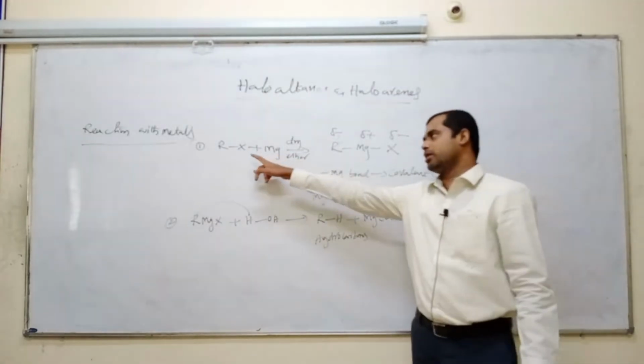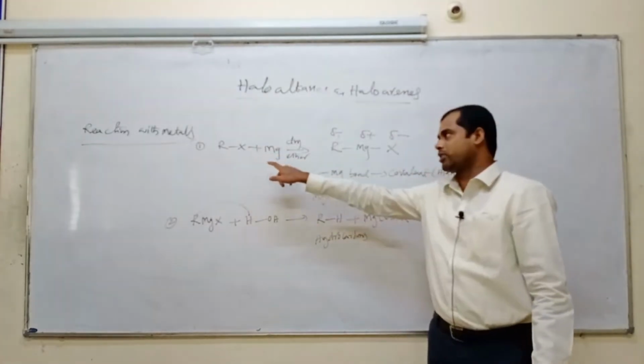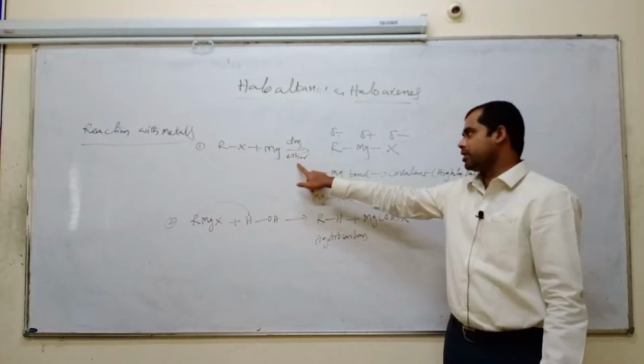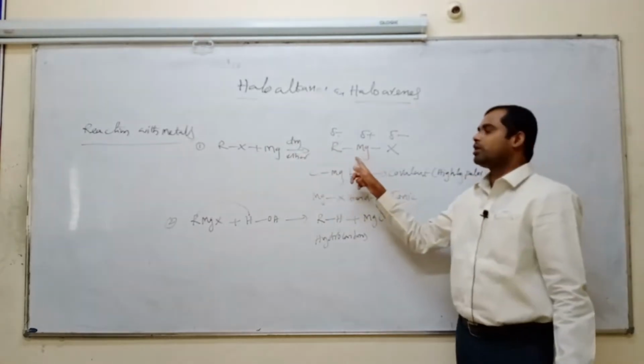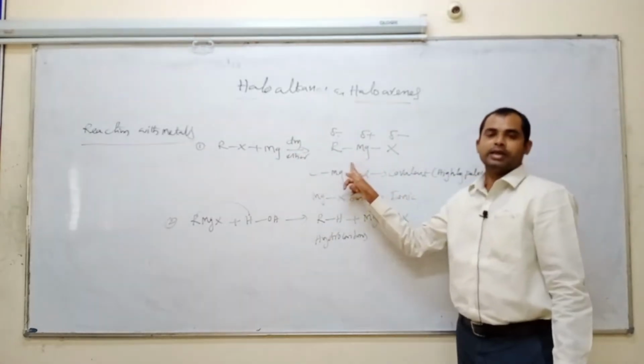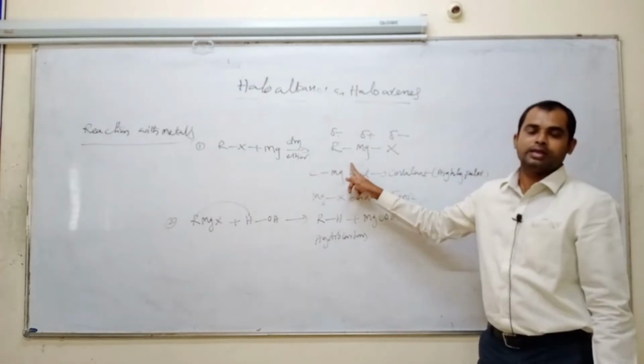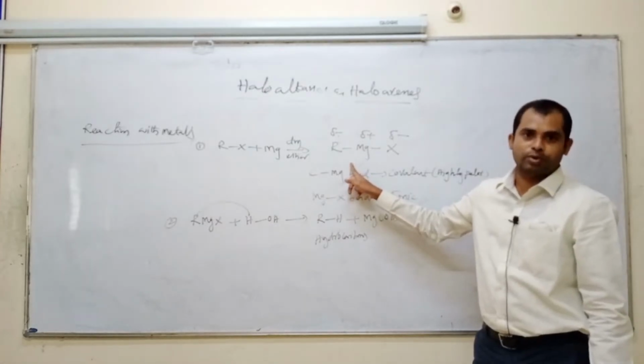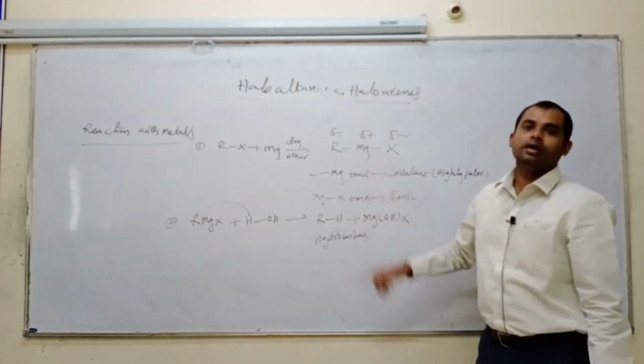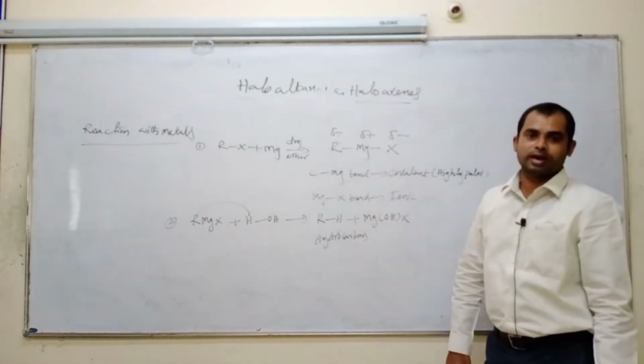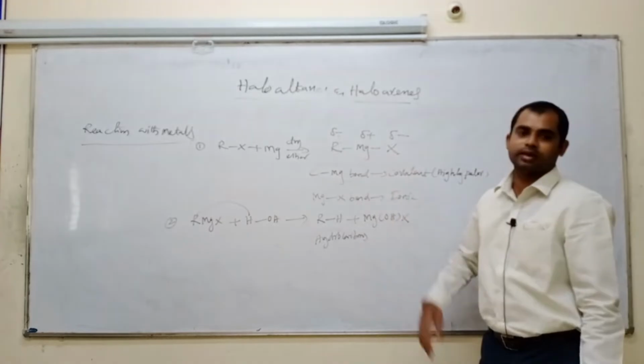So this is information about the Grignard reagent. How to obtain a Grignard reagent? Alkyl halide reacts with magnesium in the presence of dry ether, and we obtain alkyl magnesium halide. This is called the Grignard reagent. This is an organometallic compound. Grignard prepared it, so alkyl magnesium halide is called the Grignard reagent.